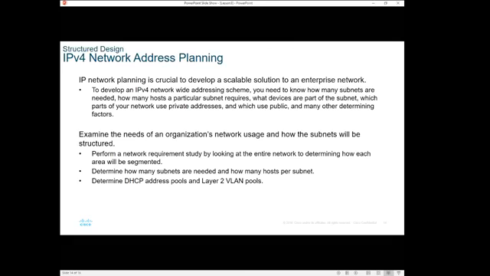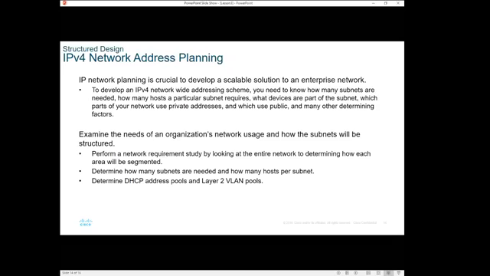So perform a network requirement study by looking at the entire network to determine how each area will be segmented, determine how many subnets are required, and how many hosts per subnet are needed. Also determine DHCP address pools and layer 2 VLAN pools. So later when we get to CCNA 2 and CCNA 3, we'll start talking about DHCP addressing. We'll look at Dynamic Host Configuration Protocol, version 4, and for IP version 6 as well.